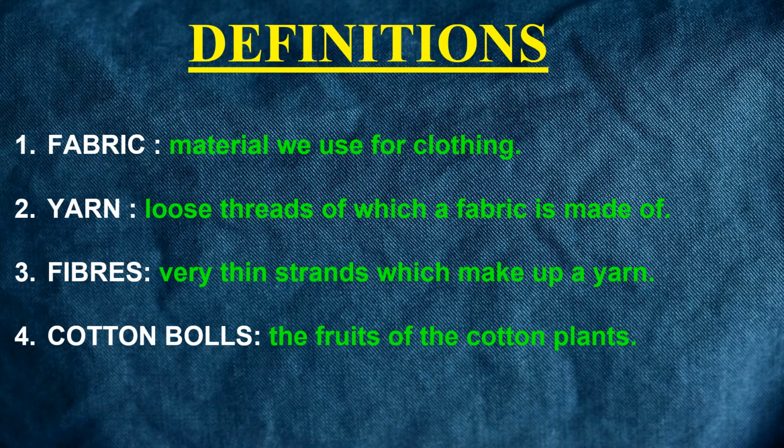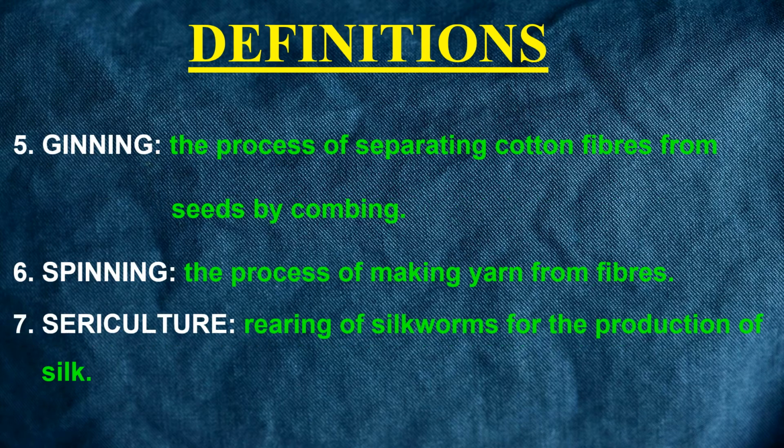Let's learn a few of the definitions. Fabric: the material that we use for clothing is fabric. Yarn is the loose threads of which a fabric is made. Fiber is the very thin strands which make up yarn. Then cotton balls are the fruits of cotton plants. Ginning is the process of separating cotton fiber from seeds by the process called combing. As we comb our hair, same way.